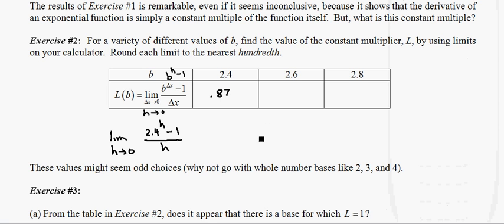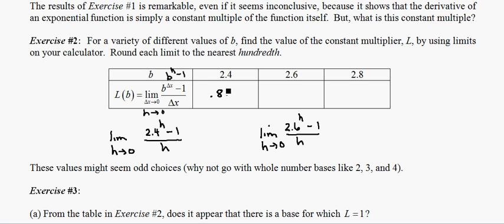What I'd like you to do now is to also evaluate the other two limits, the limit of 2.6 to the h minus 1 divided by h as h goes to 0, and likewise 2.8. This should be easy. You can go right into your calculator and change the 2.4 to a 2.6, then change the 2.6 to a 2.8.